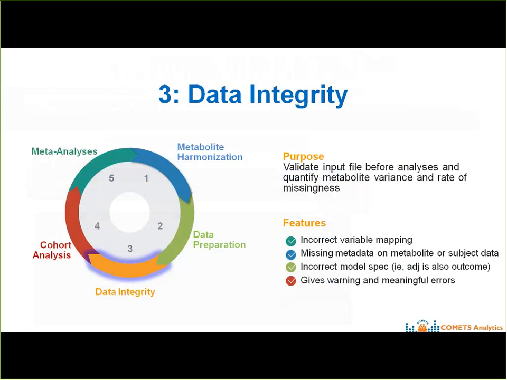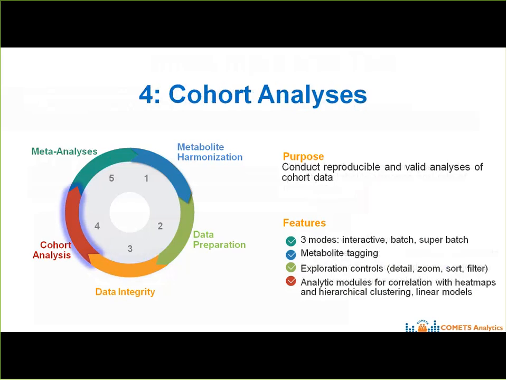In terms of data integrity, this is at the stage where you submit the data through COMETS Analytics, and we want to validate the input file before analysis to make sure that there's correct variable mapping, that there's correct metadata on metabolites, to make sure model specification was done correctly, so that, for example, an adjustment variable will not be the outcome specified in the models. And it gives you warnings and meaningful errors for you to address those issues. And Evie will talk about this more in detail. Then the magic happens. This is where the cohort analysis happens, where we have 3 nodes.